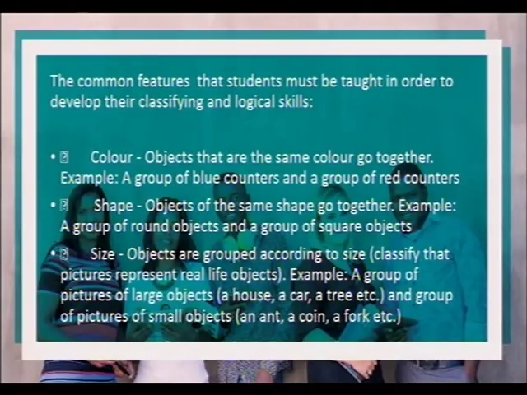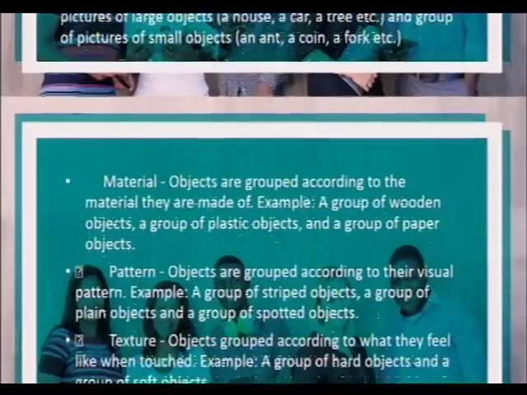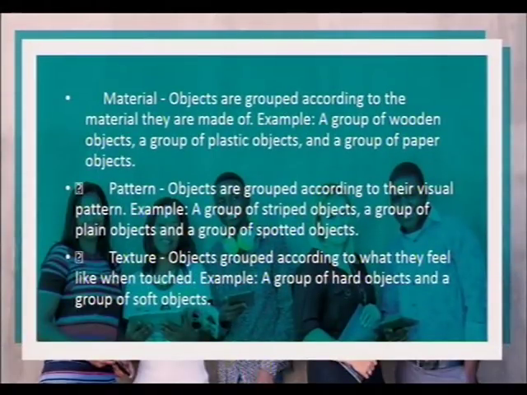Now, shape. Objects of the same shape go together. Example, a group of round objects and a group of square objects. You are ordering, grouping to be able to classify. You put all the round objects together, all the square objects together. That's what we mean by that. Size. Objects are grouped according to their size. We move on. Material. Some are soft, wooden, plastic, paper, and so on.